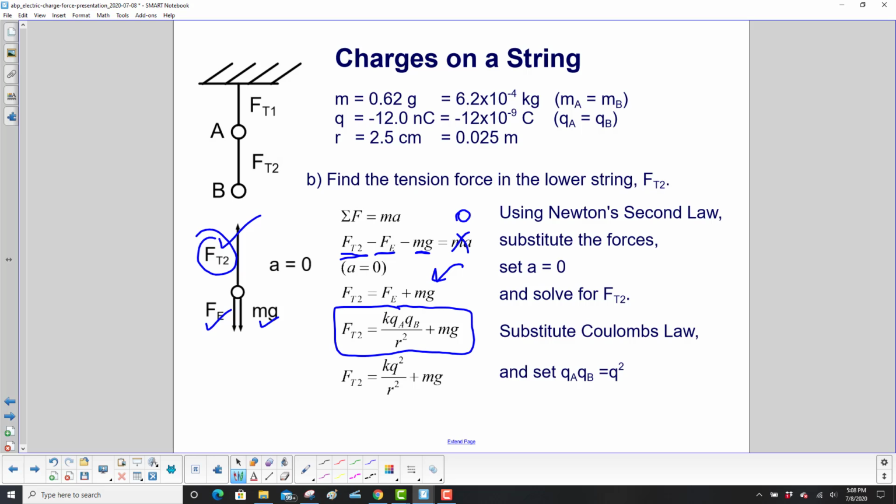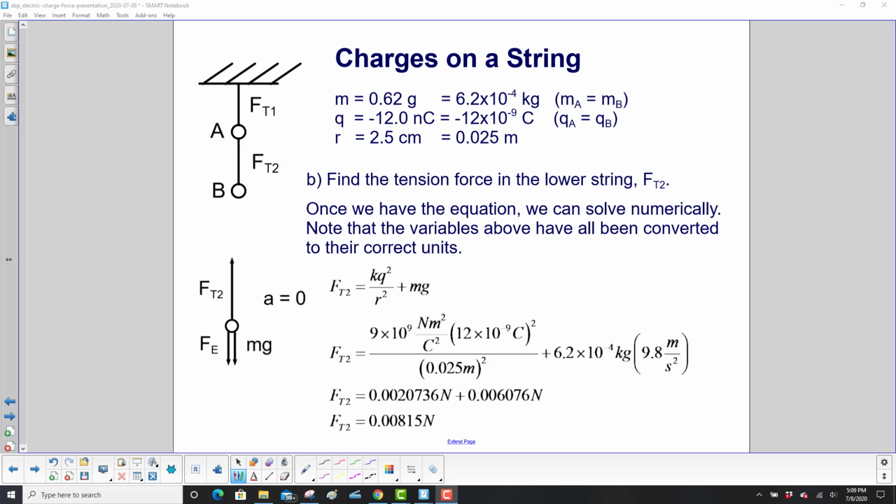And what more can we do here? Oh, the charges are the same, right? So instead of Q sub A and Q sub B, that's just equal to Q squared. We don't even need the subscripts there. And now it's just a matter of plugging in the correct variables.